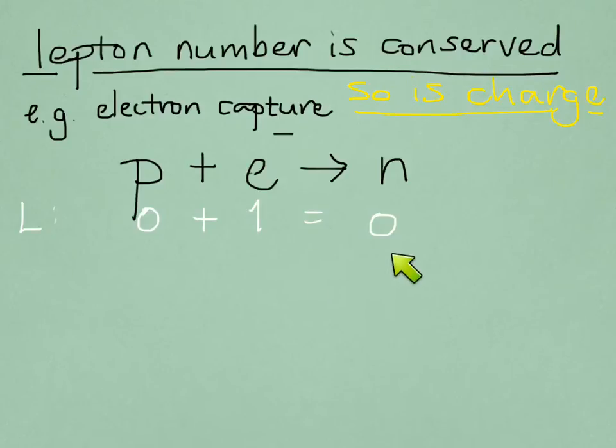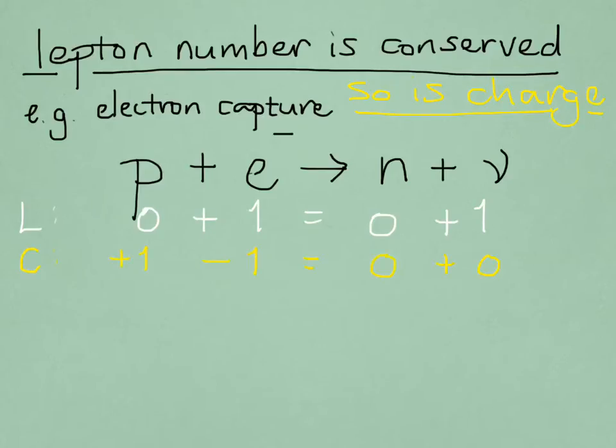And a neutron isn't a lepton, so that's got a lepton number of 0. Now, as you can see already, the numbers on the two sides of this equation do not add up. We've got 1 on one side and 0 on the other. So we need another +1 on this side. Okay, so the solution is, if we need another lepton, we can put in a neutrino.